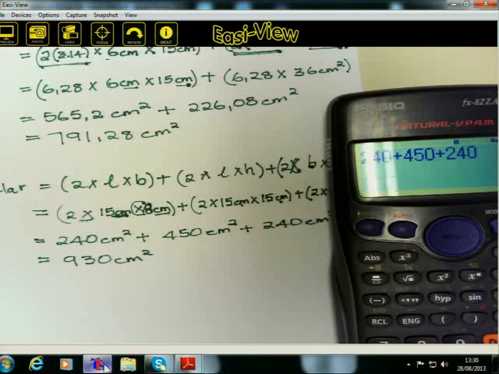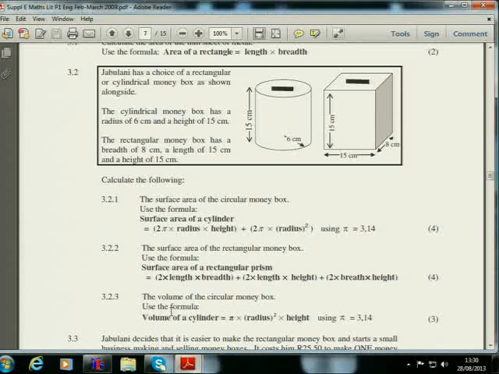Let us look at the last answer in this question. The last question in this question 3.2, which is 3.2.3. It says the volume of the circular money box. We must calculate the volume of the circular money box, and we must use the formula volume of a cylinder is given by the formula pi r squared, or radius squared, multiplied by the height. And again we must use pi as 3,14.